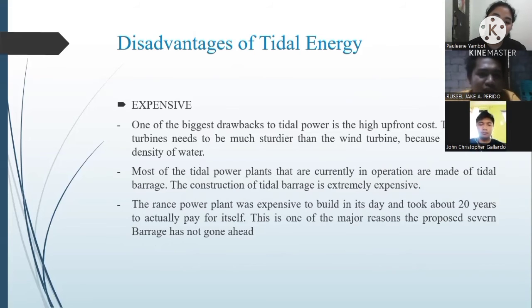One of the biggest drawbacks of tidal power is the high upfront cost. Tidal energy turbines need to be much sturdier than wind turbines because of the high density of water. Most of the tidal power plants that are currently in operation are made of tidal barrage. The construction of tidal barrage is extremely expensive. The Rance power plant was expensive to build in its day and took about 20 years to actually pay for itself. This is one of the major reasons the proposed Severn Barrage has not gone ahead.